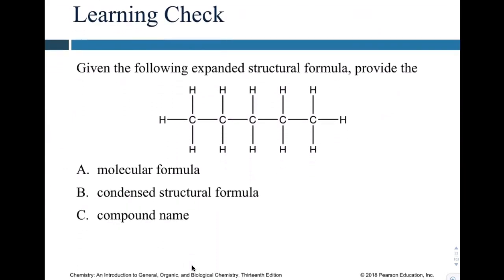So for this structural formula, give me the molecular formula, so how many carbons and hydrogens, like C number, H number, with the subscripts, the condensed structural formula, and the compound name. So pause and give me them.